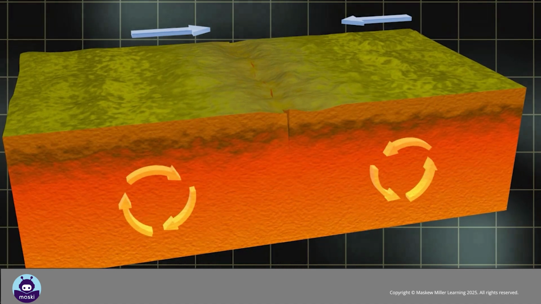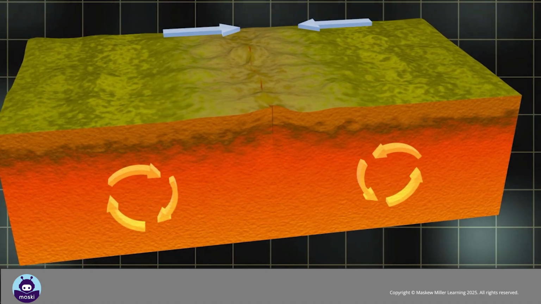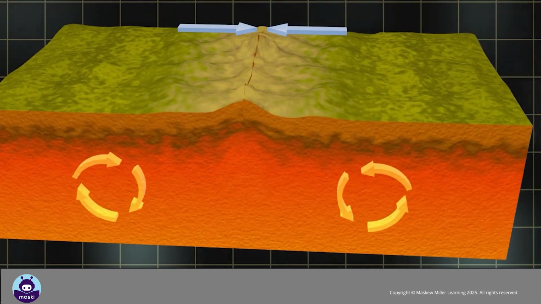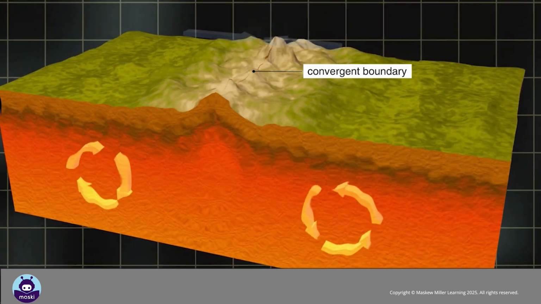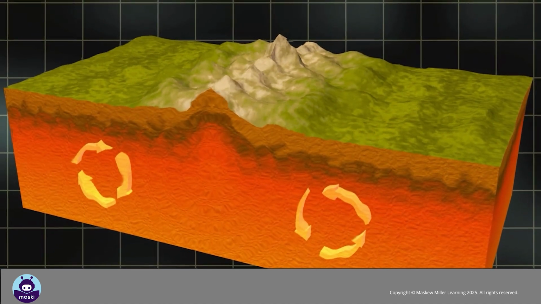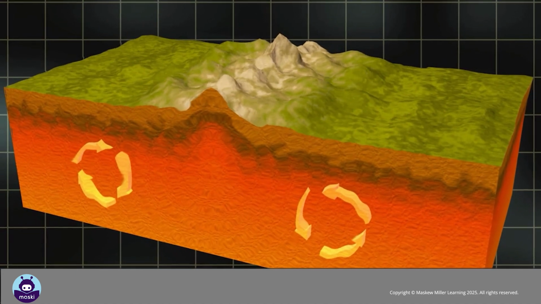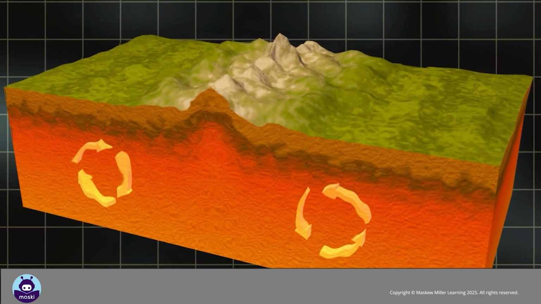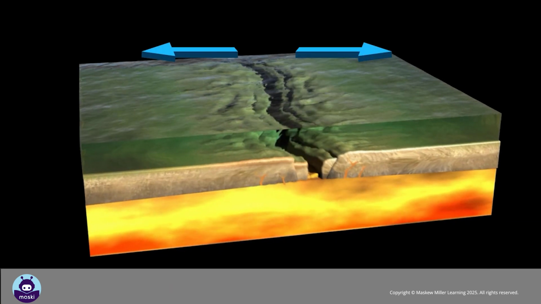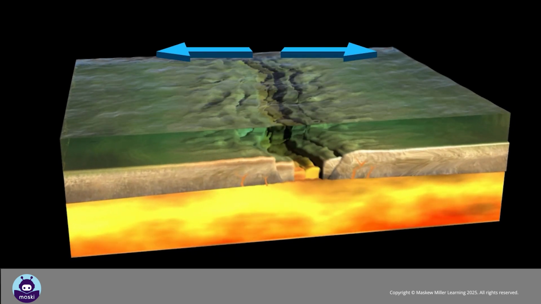Violent earthquakes also occur when plates are moving towards one another. We call this type of boundary a convergent boundary. At such a boundary, there is an intense buildup of pressure between the two plates, and large earthquakes occur when this pressure is released. Earthquakes also occur where two plates are moving apart.